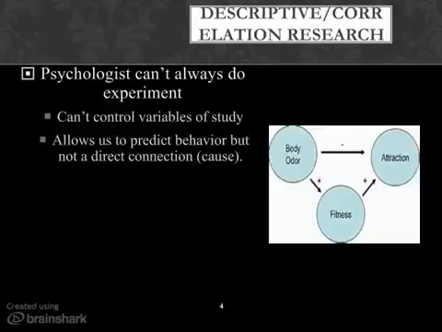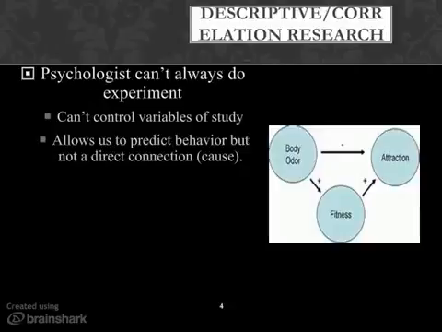So because of that, they would use a different type of research method, which is known as descriptive or correlational research, which allows the psychologist to look at and to predict the behaviors that they're going to try to assume is going to happen. The problem is they cannot say, based upon the study, that they have a direct cause, like you can with experimental studies. Experimental studies are really good for cause and effect relationships.